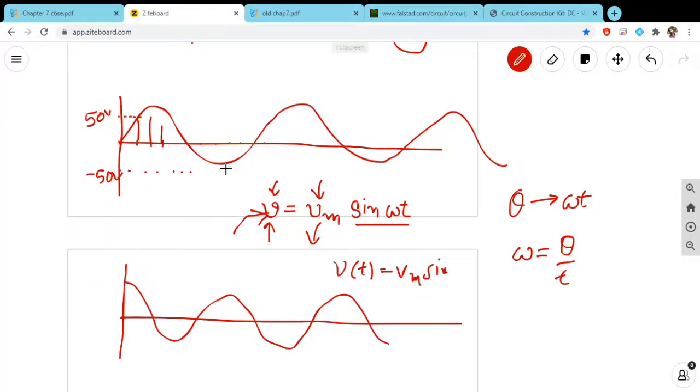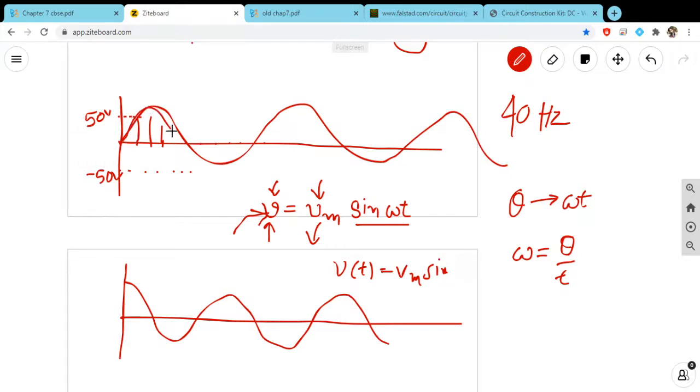It says 40 hertz. That means what? It says 40 hertz source. That means this frequency, the waves in 1 second, that is called our frequency. So it is 40 hertz. As the frequency is 40 hertz, that means the voltage will change its polarity.